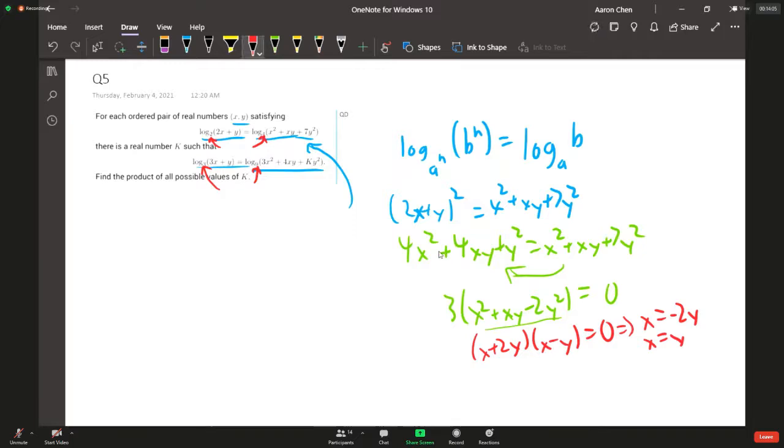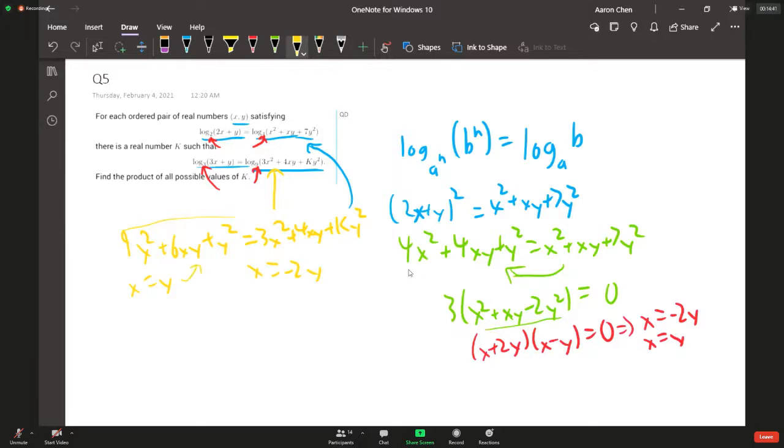Okay. After this, we can do the same thing here. The second equation tells us that 9x squared plus 6xy plus y squared, because this is (3x plus y) squared, is equal to 3x squared plus 4xy plus ky squared. Now we have two cases, which is x equals y or x equals negative 2y.